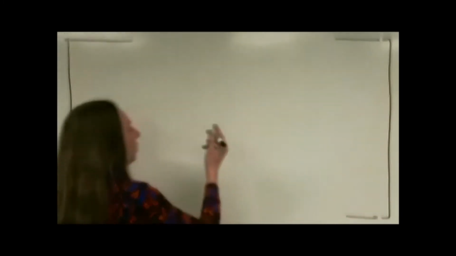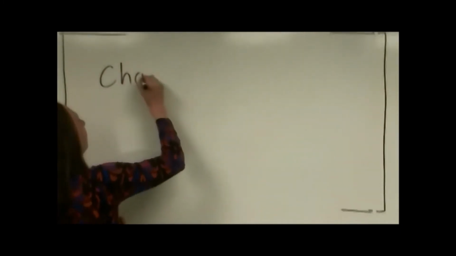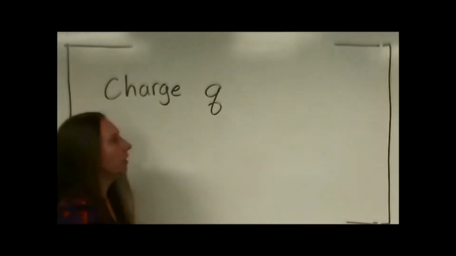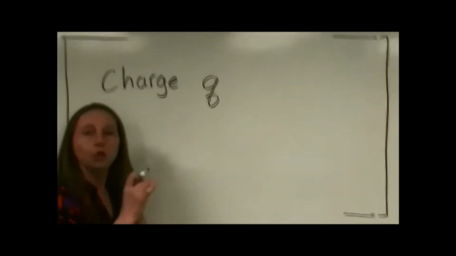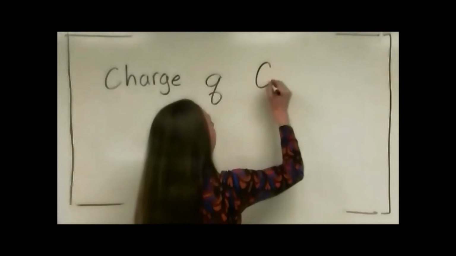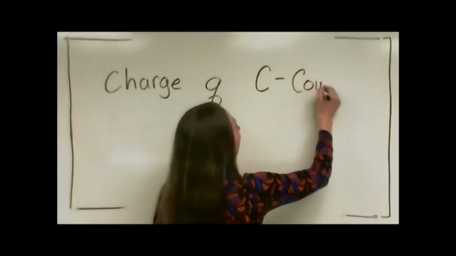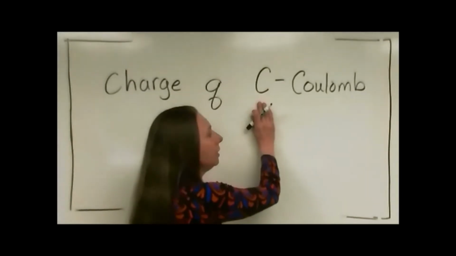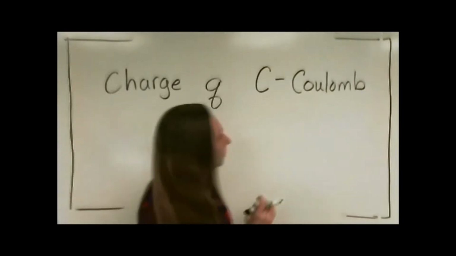Now, what is the unit of charge? What's the symbol for charge? Well, the symbol for charge is lowercase q, the letter Q. The unit for charge is capital C, or the coulomb. The unit for charge is capital C, the coulomb.